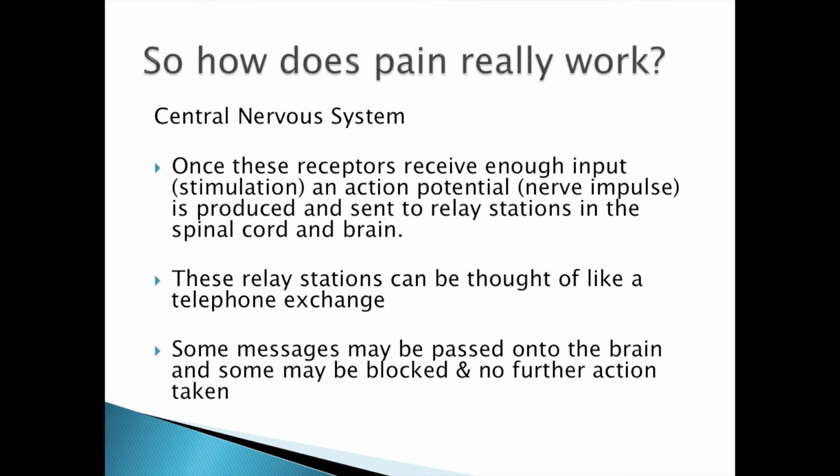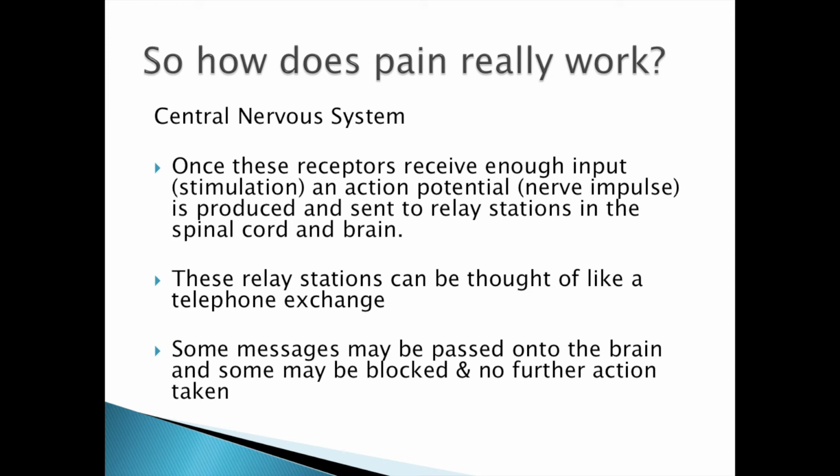In the central nervous system, the receptors receive enough stimulation. If they receive enough of this information where the body's perceiving danger or threat, then an action potential, essentially a very quick nerve impulse, is produced and then sent to the relay stations in the spinal cord and the brain. This all happens in milliseconds. The relay stations can be thought of like a telephone exchange, so some messages are passed on to the brain, some aren't, no further action is taken on some, and the brain is very clever at working this out and uses lots of information to work it out.